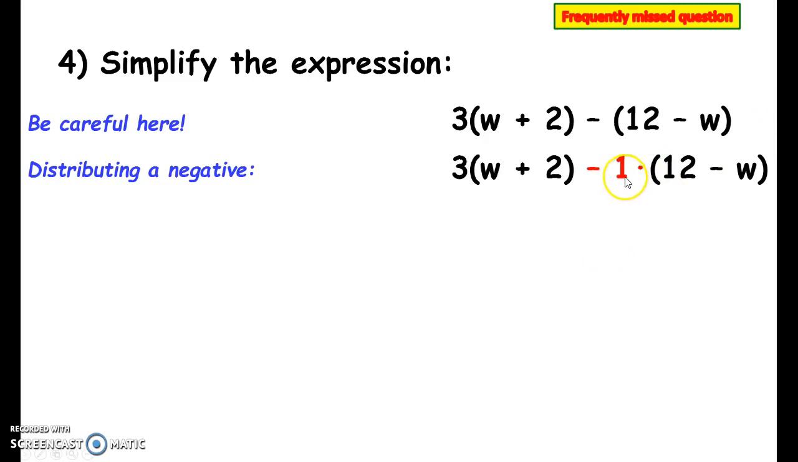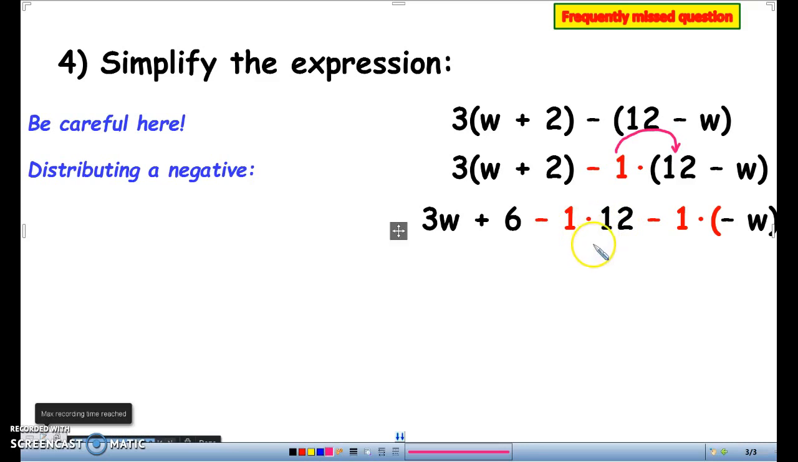Okay, so I parked a 1 there just so I have a number out front. I took 3 times W, and then I distributed the 3 to the 2 and got 6. Now I'm going to take -1 and multiply by 12. Then we distributed -1, multiplied that by -W. What is -1 times a positive 12? Yeah, that's -12. Or we're subtracting 12, it means the same thing. What is a -1 times a -W? What's negative times negative? Positive, and 1 times W is 1W.